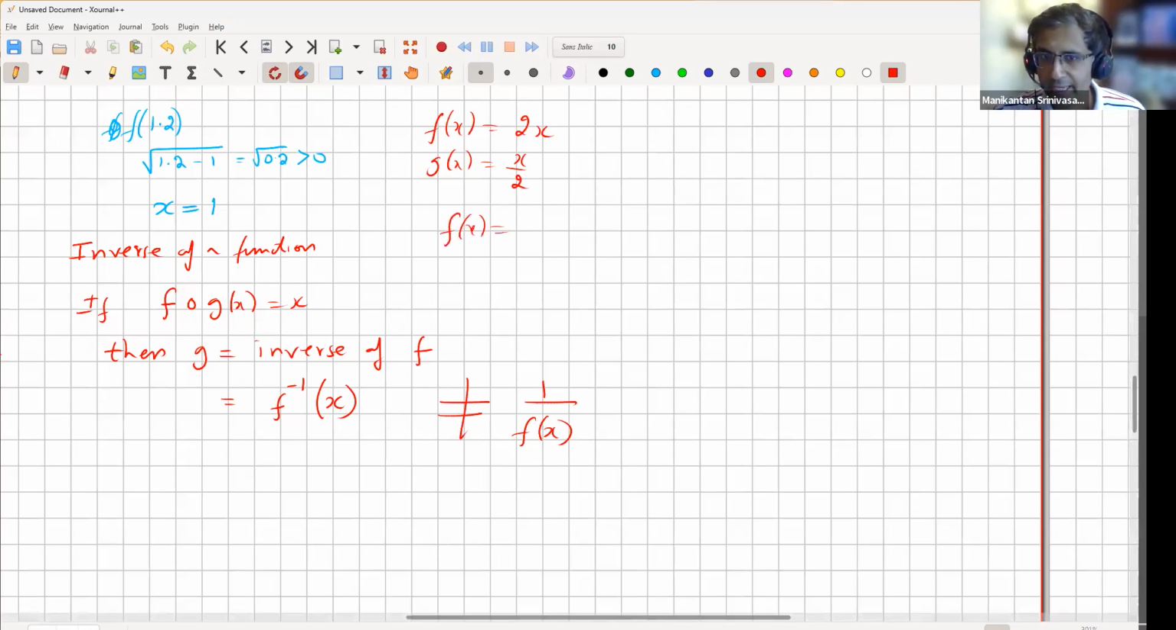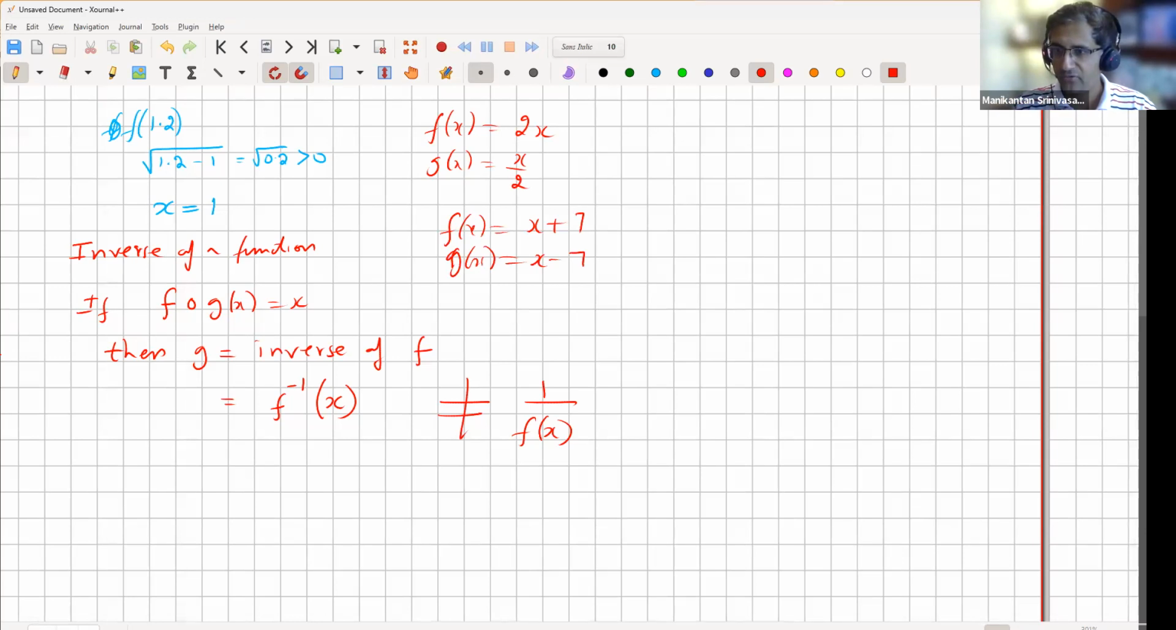If F of X is X plus 7, the inverse will be X minus 7. Because if X passes through F, it becomes X plus 7, and if that passes through a function which subtracts 7, you get back X. So for very obvious functions like these, the inverse of doubling is halving, and the inverse of adding is subtracting.